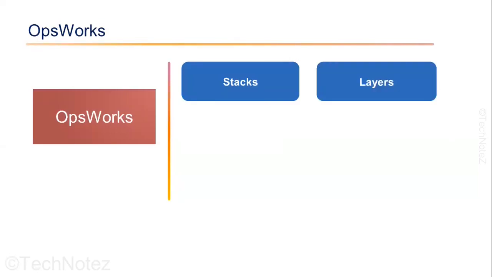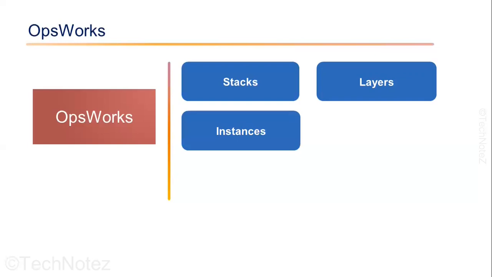Layers. A layer represents a set of resources that perform a specific function, such as running web servers, application servers, or databases. Layers can contain EC2 instances, Elastic Load Balancers, and Amazon RDS instances. Instances. An instance is a virtual machine that runs the software for a particular layer. Instances are created and managed by OpsWorks, and you can configure them with custom recipes and scripts.